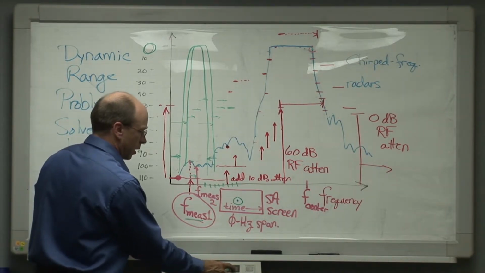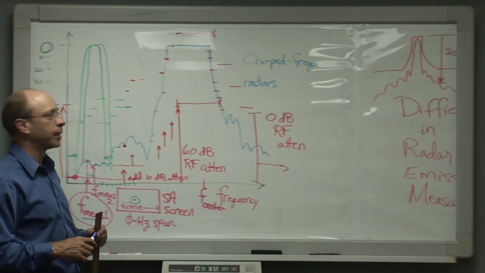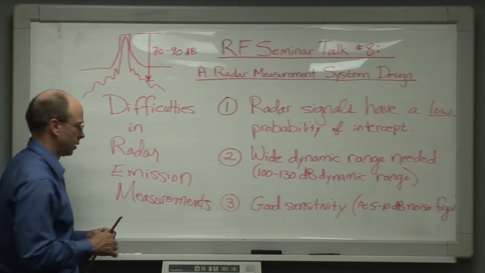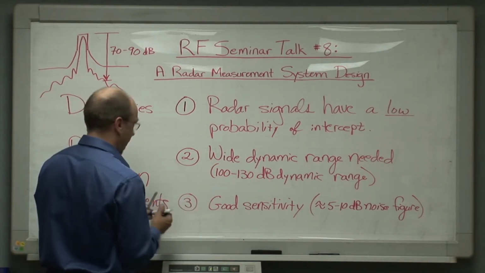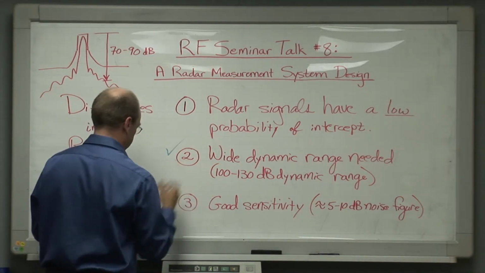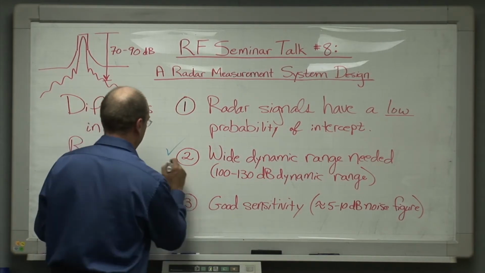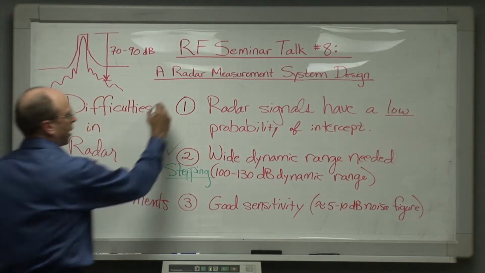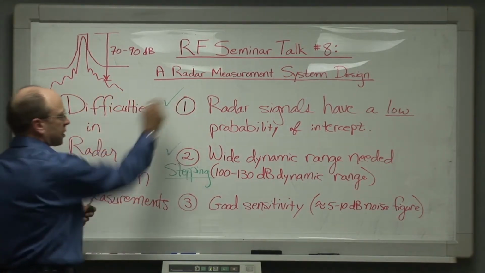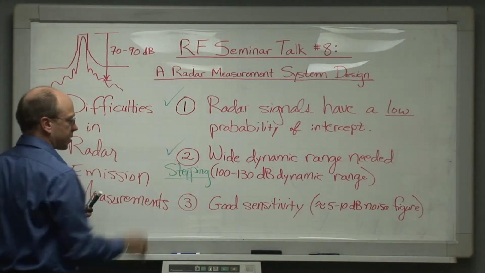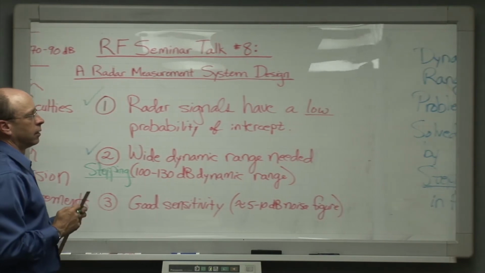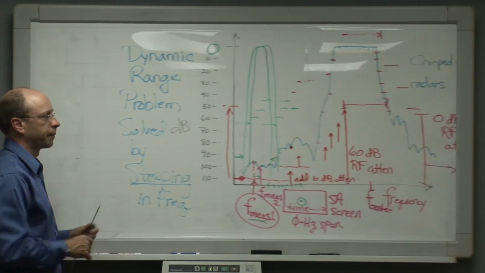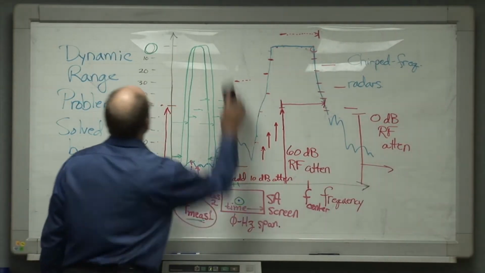Now, stepping to solve the dynamic range problem. Now, we have two other problems. Having solved this problem by stepping, let's look at the second problem, the low probability of intercept problem. This too, as it turns out, is a problem that is solved by stepping our way across the spectrum. Okay, we'll erase this.